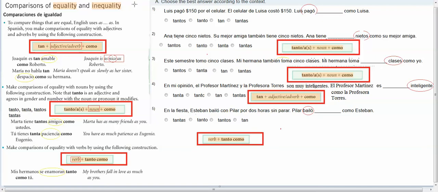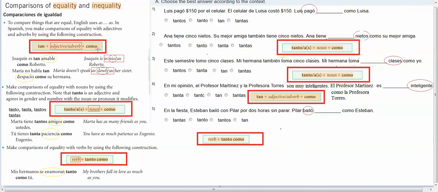Down here we've got Maria doesn't speak as slowly as her sister. As slowly as is the comparison in English, and what we're comparing is the slowness of the speech, how she speaks, how slowly she speaks. So in Spanish, when you have an adverb, which is what's going on here, you're going to say tan despacio como. So you'd say María no habla tan despacio como su hermana. So whenever you have an adjective, it goes tan, adjective, como. If you have an adverb, tan, adverb, como. That's how you say as, something as.